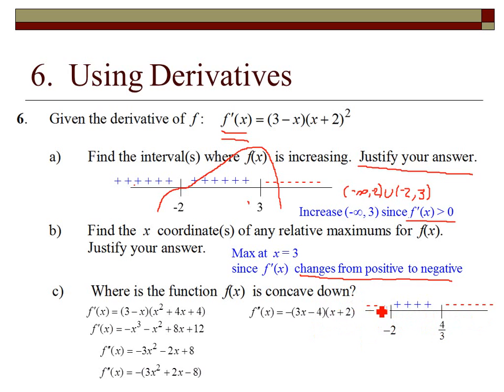Okay, we're concave down when the second derivative is negative. So it's when x is less than -2 or greater than 4/3. So concave down from negative infinity to -2, and then from 4/3 to infinity since f double prime is less than 0. Don't forget this part of it. Now, inflection points. We'd have inflection points at x equals -2 and x equals 4/3. My reason is f double prime changes sign. That part's going to be important.